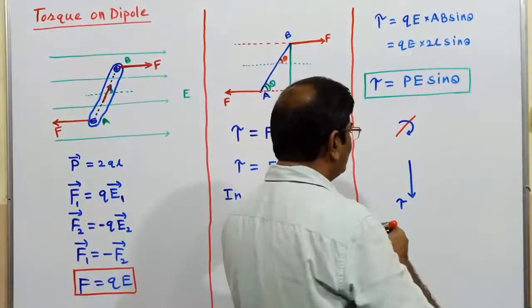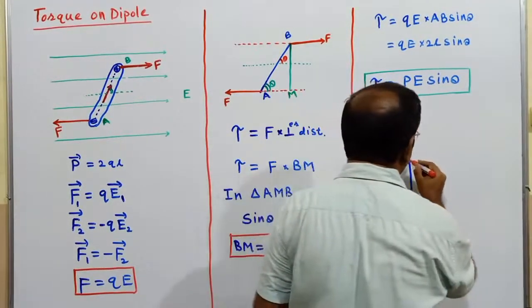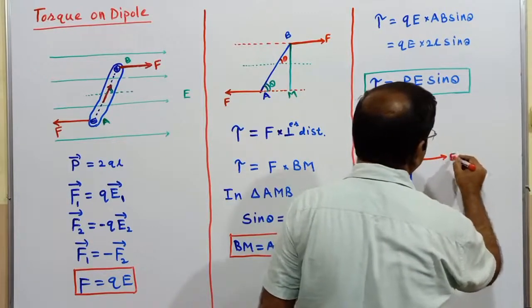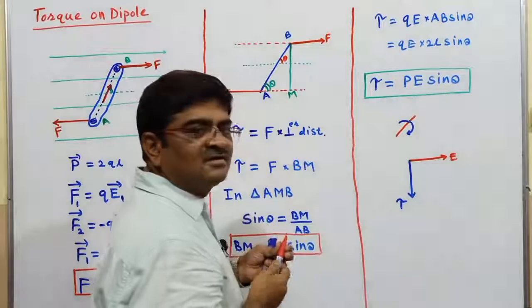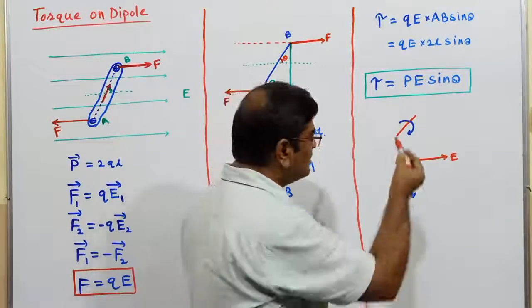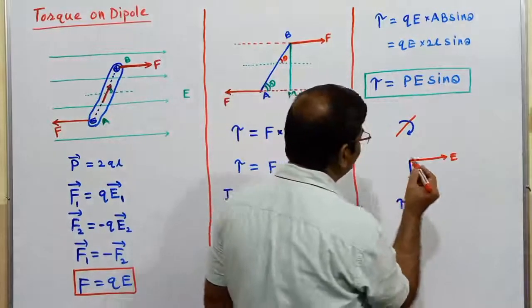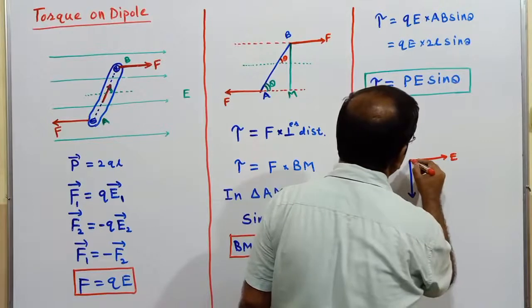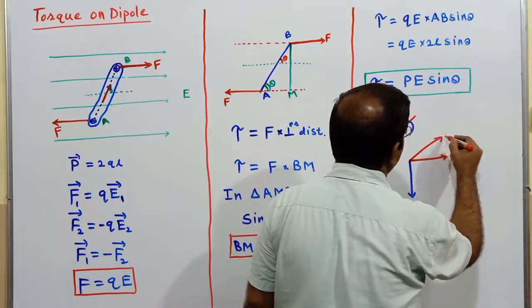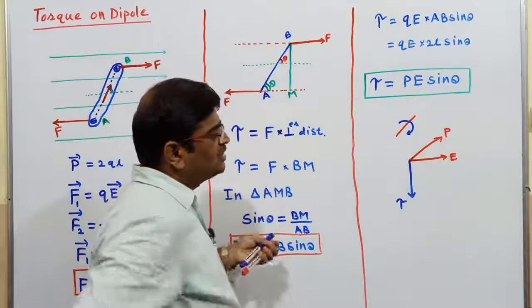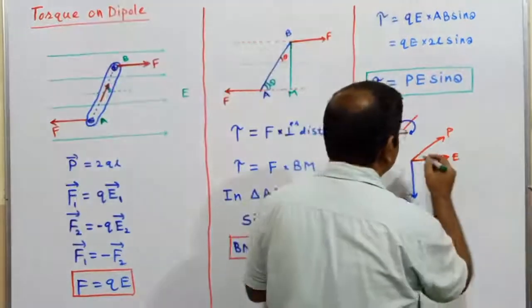Dipole moment, electric intensity. What is the direction of electric intensity? This is the direction of electric intensity. You have also got the dipole moment there. This is the dipole moment. What is the angle between these two? The angle between these two is theta.